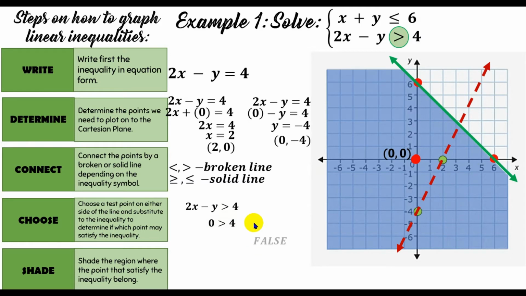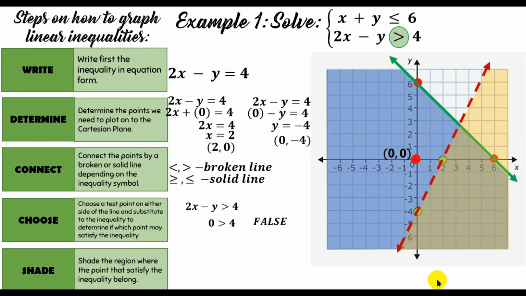The answer is false. Dahil false ang (0, 0) sa ating second linear inequality, the shaded region will be the region na hindi kasama ang origin. So, eto po, nasa kabilang half plane ang ating kailangan lagyan ng shade. So, we have to put the shade there, and there you go. This is the graph of the system of linear inequality number 1.